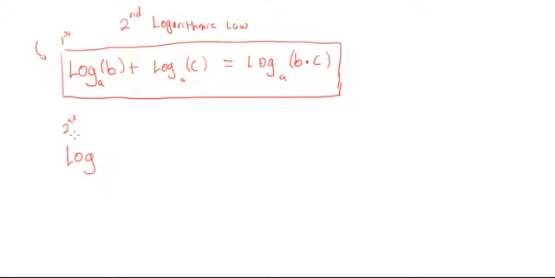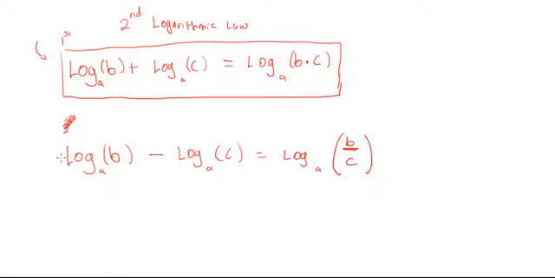Let me just cross this out so you don't get confused. The second law is log to the base a of b minus the log to the base a of c. This would be log to the base a of, notice this, b divided by c.